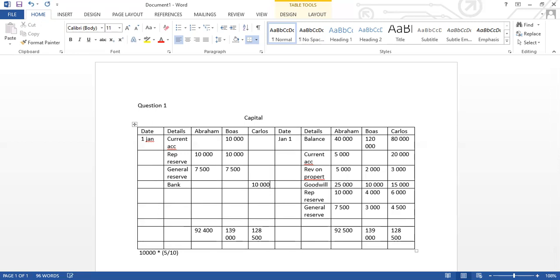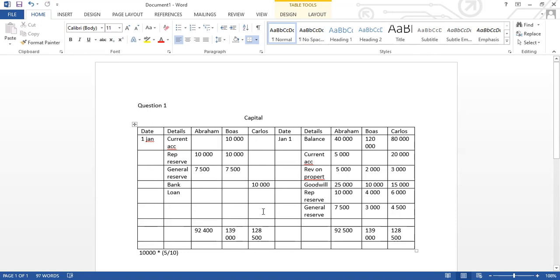10,000, that's what you will receive. And then the rest you are told that it should be transferred as a loan, kind of like he gave a loan to the partnership. It should be converted to a loan, meaning that the remaining will be converted to a loan. So if this is his total, 128,500, this is his total balance, since we do not have any entries that fall under Carlos here.